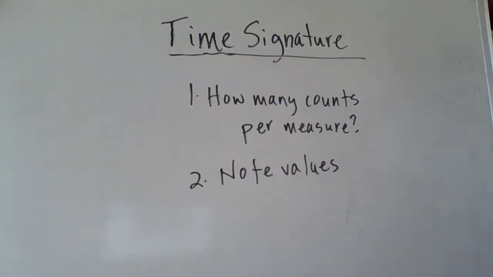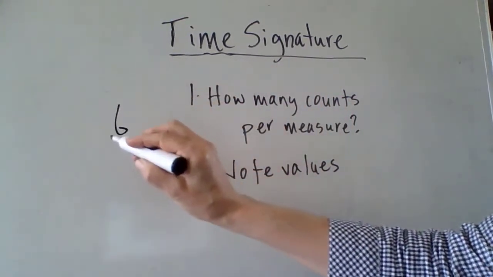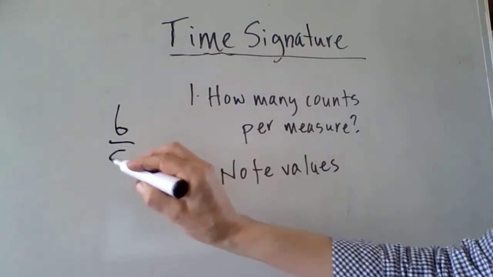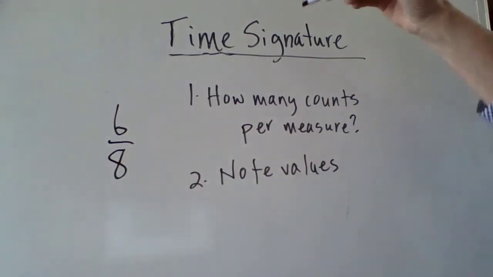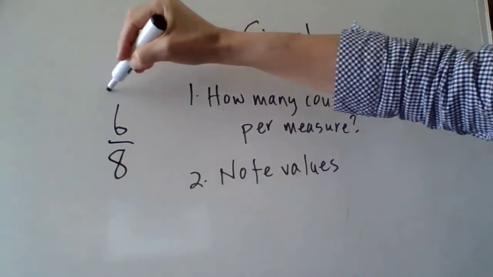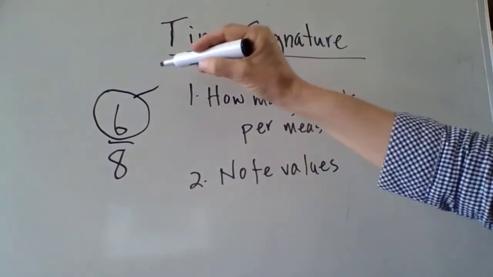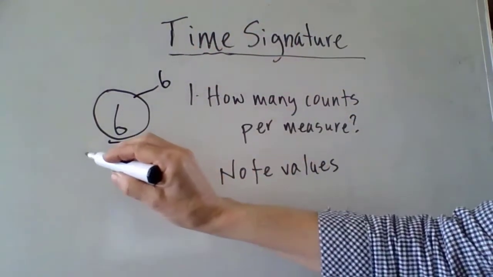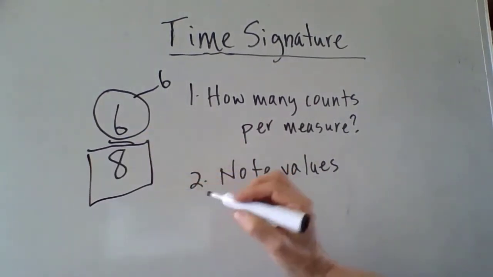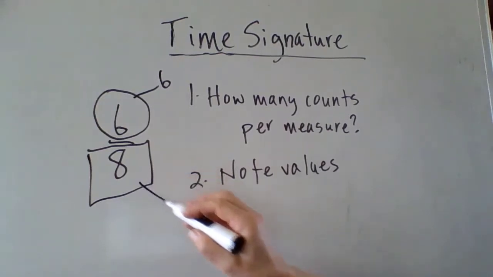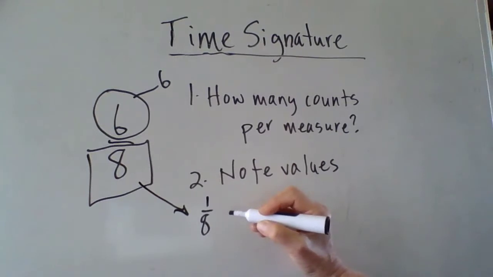So we're going to look at some more examples of time signature. We're going to look at 6/8, which is the time signature for Tarantelle. So first thing we look at is how many counts per measure. We look at the top number for that. There will be 6 counts per measure. Then we look at the bottom note. We have something new here. Before we had a quarter note, right? Now for 6/8 time we have 1/8.